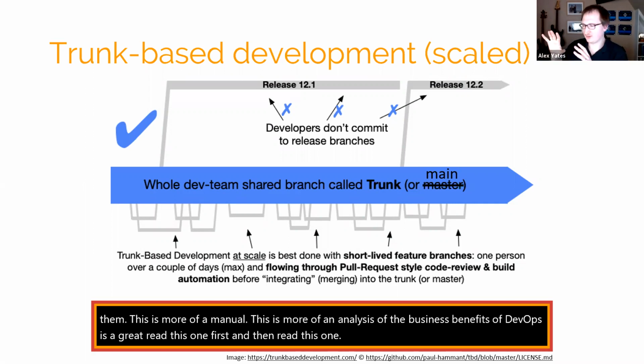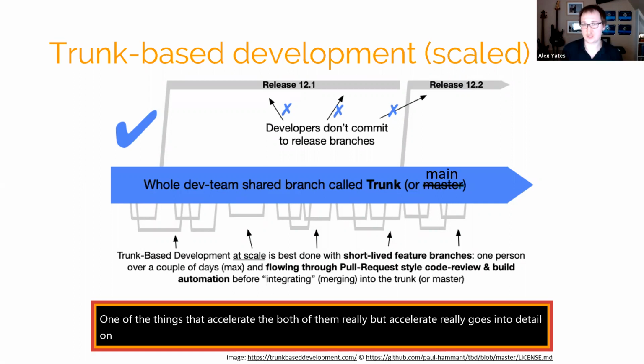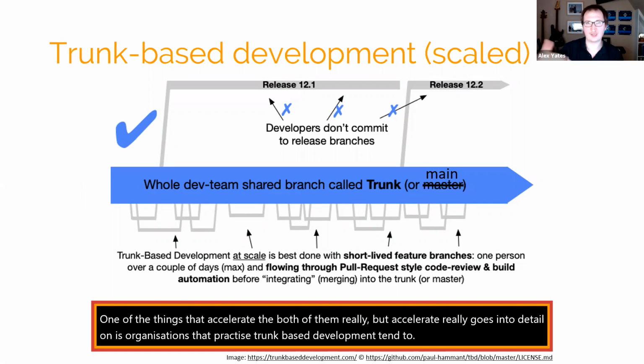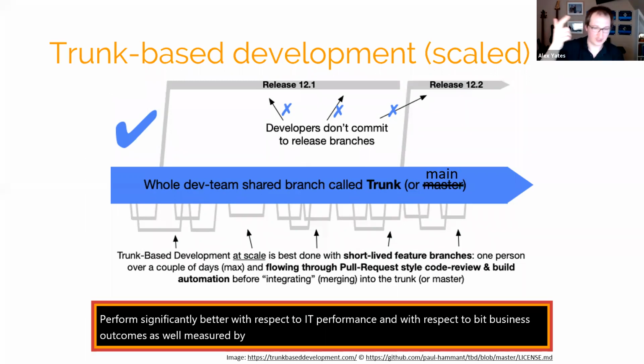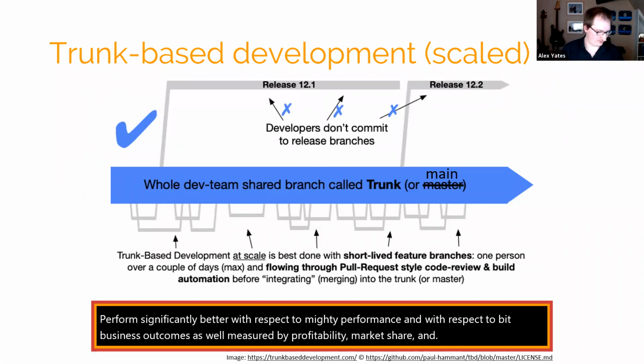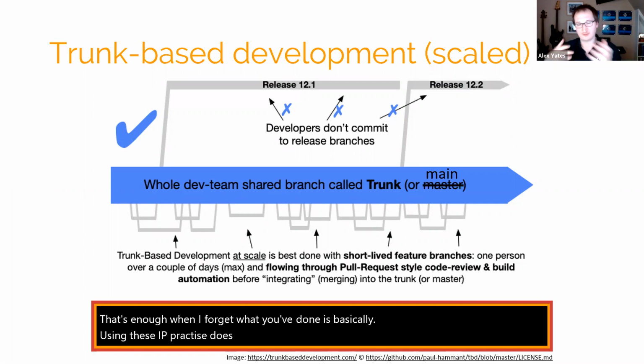One of the things that both of them really, but Accelerate really goes into detail on, is that organizations that practice trunk-based development tend to perform significantly better with respect to IT performance and with respect to business outcomes as well, measured by profitability, market share, and there's another one, I forget what the other one is. But basically, using these IT practices does have a measurable impact on business outcomes.